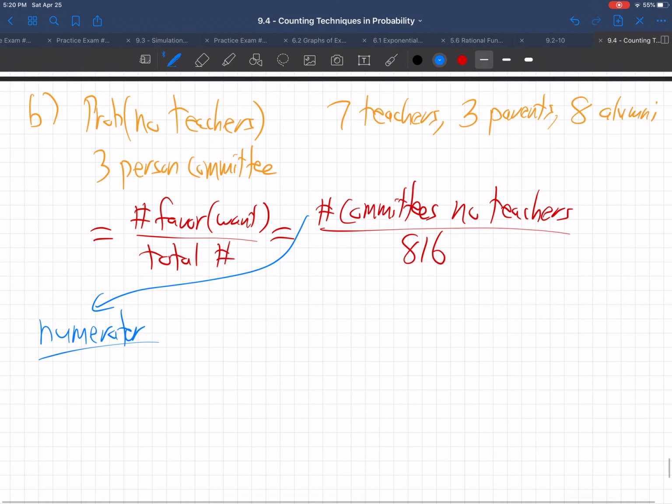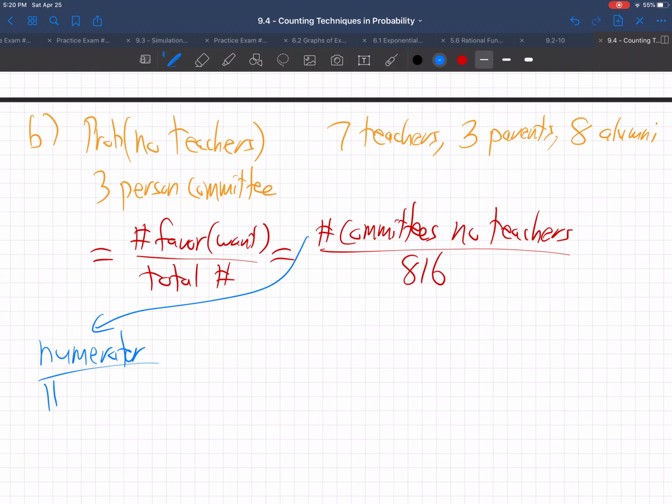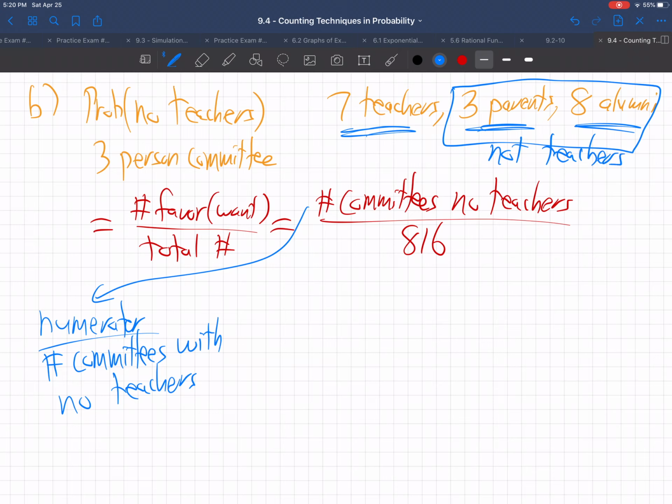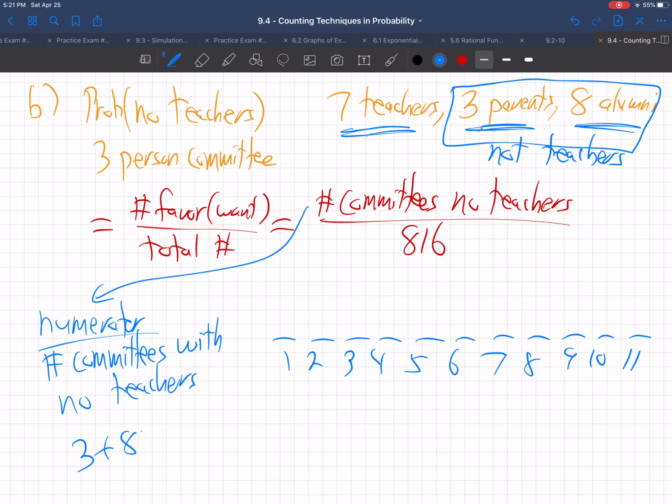How many committees with no teachers? Well, we're talking about a 3-person committee out of how many? Well, there's 7 teachers, 3 parents, 8 alumni. So you'd have to choose out of these 11 people. These are not teachers, right? They're parents and alumni. So out of those 11, 3 plus 8, out of the non-teachers, to find the number of committees that don't have teachers, you'd have to pick 3.